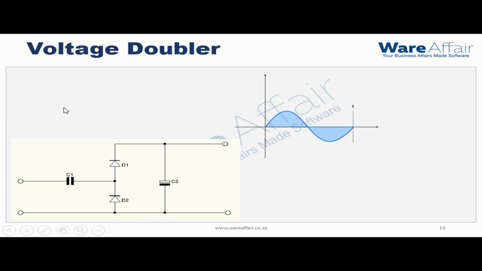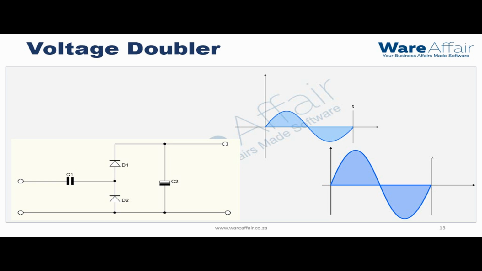Right, and on the screen now we have a voltage doubler circuit. This will double the voltage at the input, giving us a voltage at the output with twice the magnitude of the input voltage. During the negative half of the input cycle, diode 2 is forward biased. It conducts to charge the pump capacitor, which is C1, to the peak value of the input voltage.